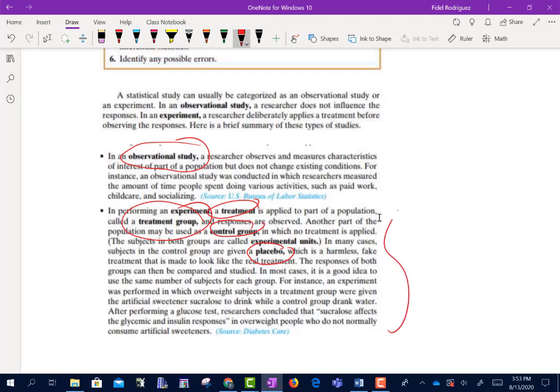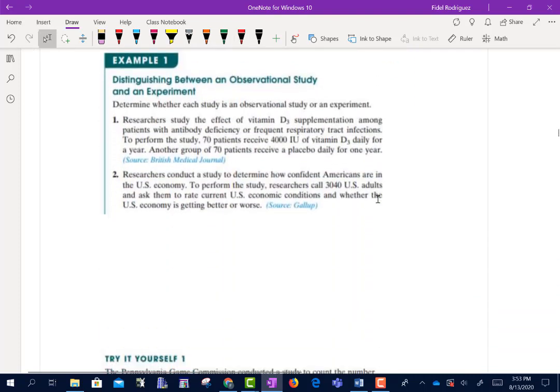Experiments, again, have these control groups and treatment groups. Often there's a placebo involved. Like they did in the example here with the people who were overweight, they said, let's see what happens when we give them an artificial sweetener. But you can volunteer for these things. They do random drug trials. These are experiments.